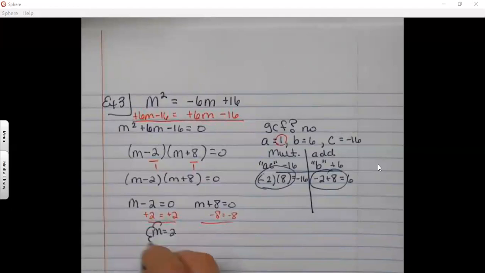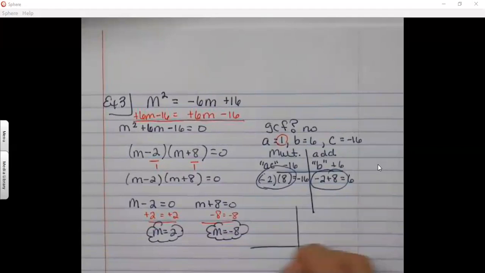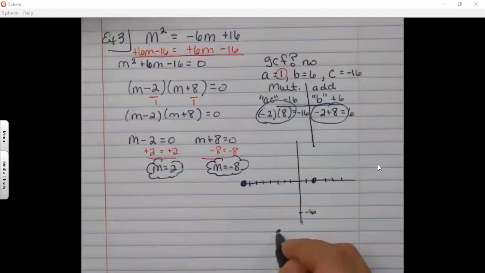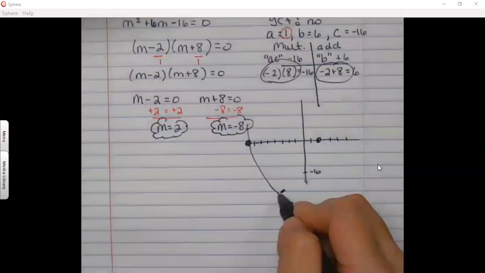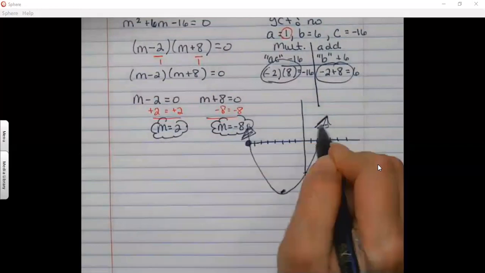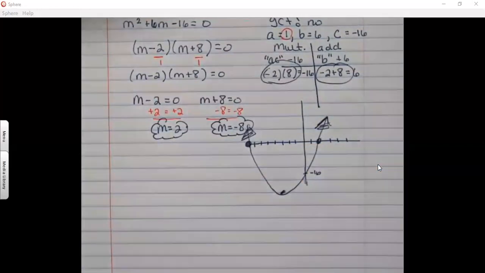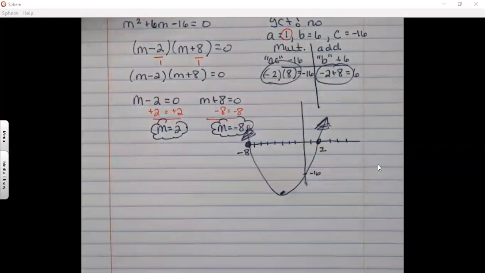And what do these solutions tell us about our graph? They're the x-intercepts, right? Let me see. So 1, 2, 1, 2, 3, 4, 5, 6, 7, 8. And I know my y-intercept is at -16. So I'm going to guess the vertex is kind of like about, you can't see that. Scoot up. Just like a quick sketch. I'm just guessing about the vertex. I know the y-intercept is -16 because it's always your c value. But -8 and +2 are the solutions, the roots, the zeros, and that tells us where the graph crosses the x-axis. Right on?